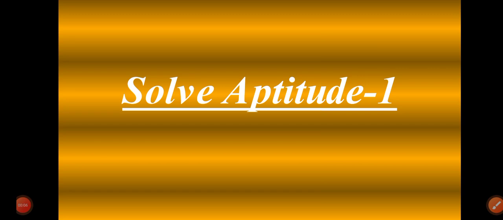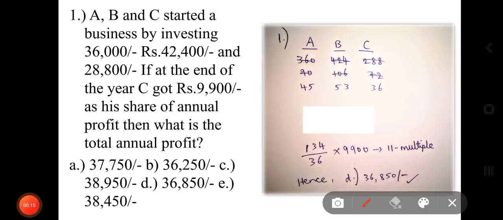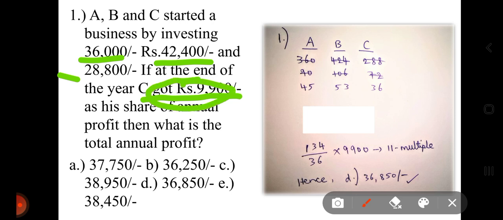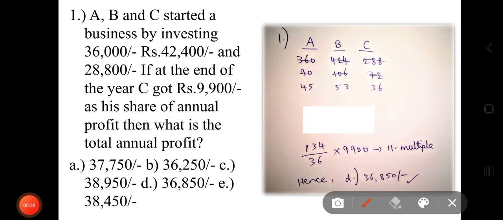In this video, we are going to discuss some important aptitude problems. So let's get started. The first question is from partnership. A, B, and C started a business by investing 36,000 rupees, 42,400, and 28,800. If at the end of the year C got 9,900 as his share of annual profit, then what is the total annual profit? Here we have been given C's profit and we were asked to find out the total annual profit. So let's get started with the answer.